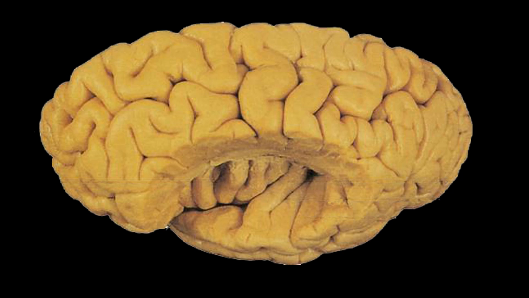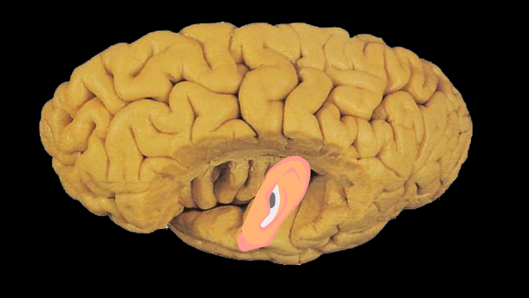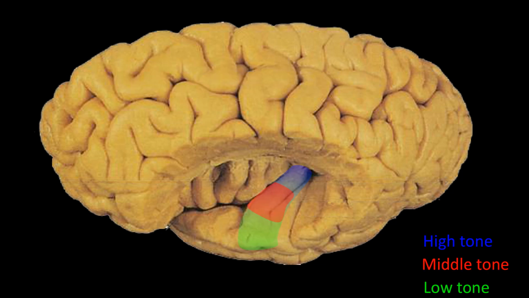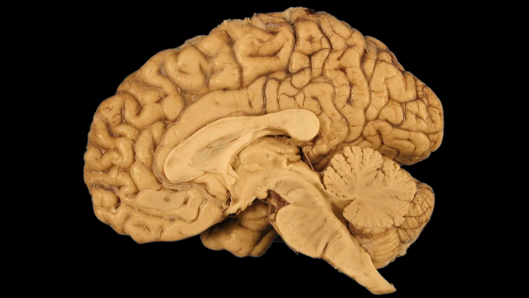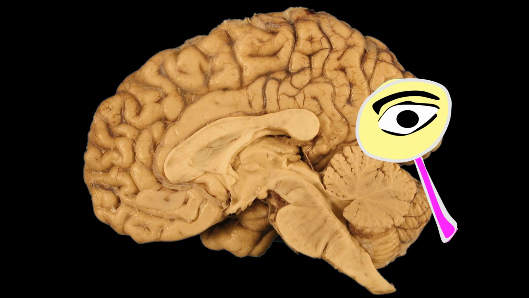Here in the from above view, we have removed part of the parietal and frontal lobes so you can see the transverse temporal gyrus. This is the area for hearing. Hearing is arranged with high tones medially and low tones more laterally. This is a mesial view of the brain. This is the calcarine sulcus. It is the area for vision.